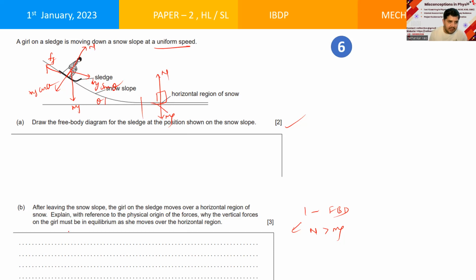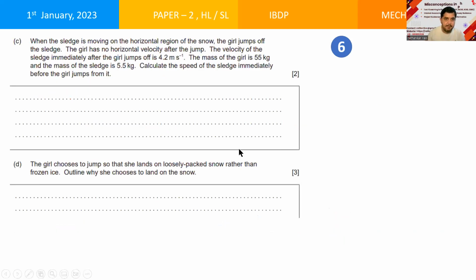But what is being given over here? It says that she is in equilibrium as she moves over the horizontal region, which means there's no depression. It is just going over like this, at the same pace. As a result, the normal and the mg force should be balanced so that neither she goes inside the ice or snow, nor is she lifted or flying upwards. Okay, now let us move on to the next question.